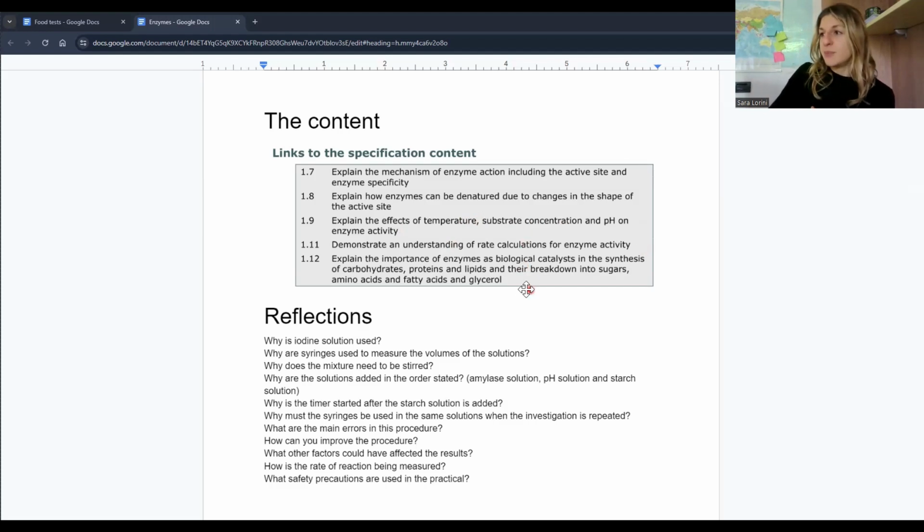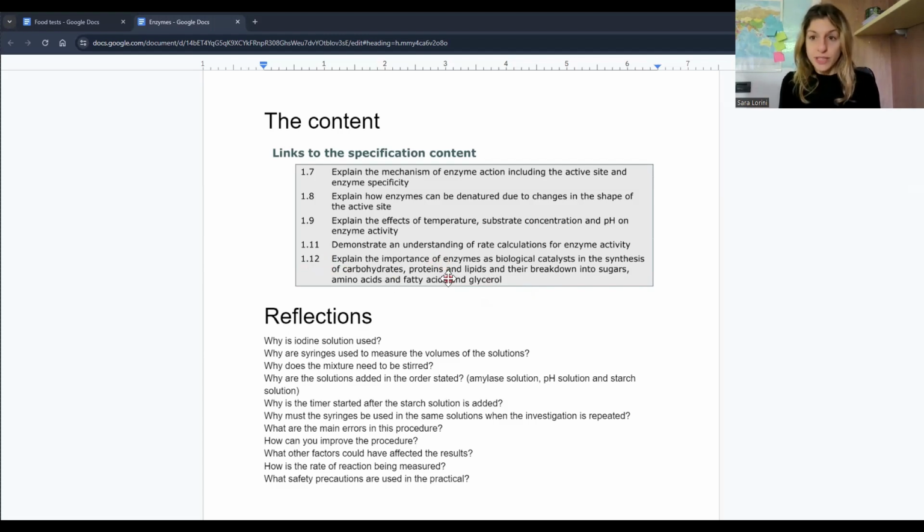Last one, explain the importance of enzymes as biological catalysts: synthesis of carbohydrates, proteins, lipids, and breakdown into sugar, amino acids, fatty acid, and glycerol. Okay, this is the topic of digestion, very important. I would suggest you have a little summary note of the names of the enzymes and the conversions that they do. Carbohydrate, normally we have amylase, starch into glucose.